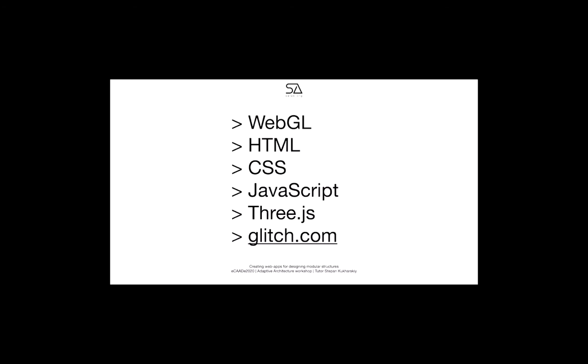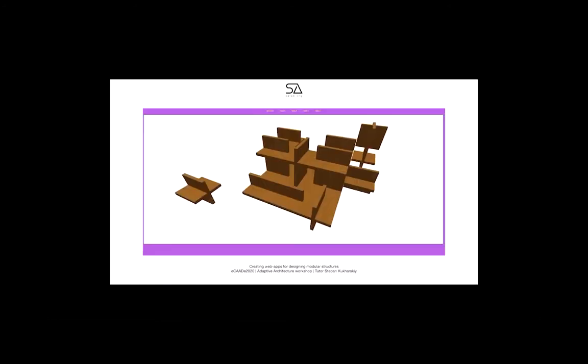For participants of the workshop to be able to create their own apps, they had to dive deep into web development: to learn HTML, hypertext markup language, CSS, cascading style sheets, and JavaScript to make their apps interactive and program them, to learn the three.js library, and we were working within the glitch.com platform. So this is how the environment of our workshop looked like.